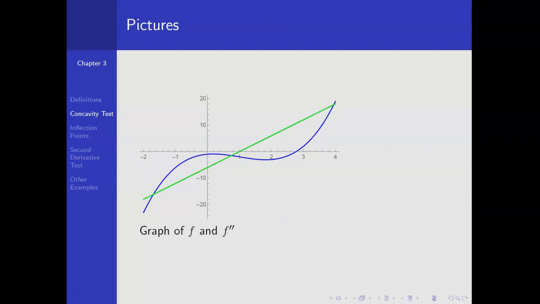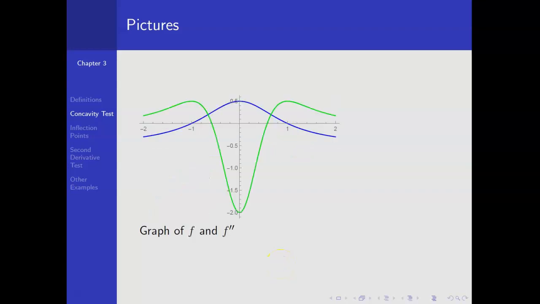So we're going to look at some pictures here, and what I have is the graph of f and f double prime, the second derivative, shown together. The graph of f is in blue, and the second derivative is in green. And what we see here, if we follow the graph of f, this is concave down, concave down, concave down, until we get to here, and then we switch to concave up.